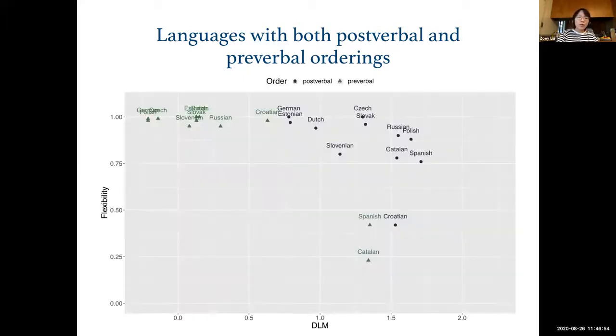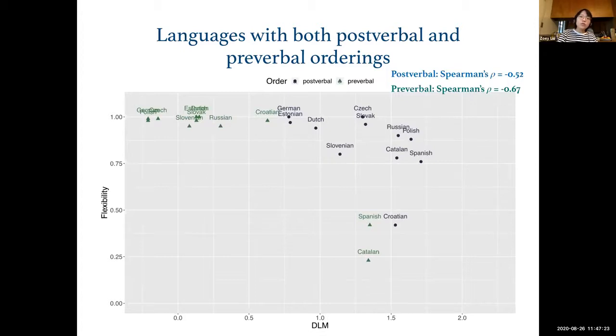The last pattern in my data set are languages with both post-verbal and pre-verbal orderings. That is, when the NP and the PP can occur on the same side, they could both appear either after the verb or before the verb. And 10 languages appeared as such. The green triangle here indicates pre-verbal context, whereas the blue circle here indicates post-verbal context. And the results have shown that there is a strong negative correlation in both the pre-verbal domains as well as the post-verbal domains, indicating that syntactic constructions with more flexibility have longer dependencies.